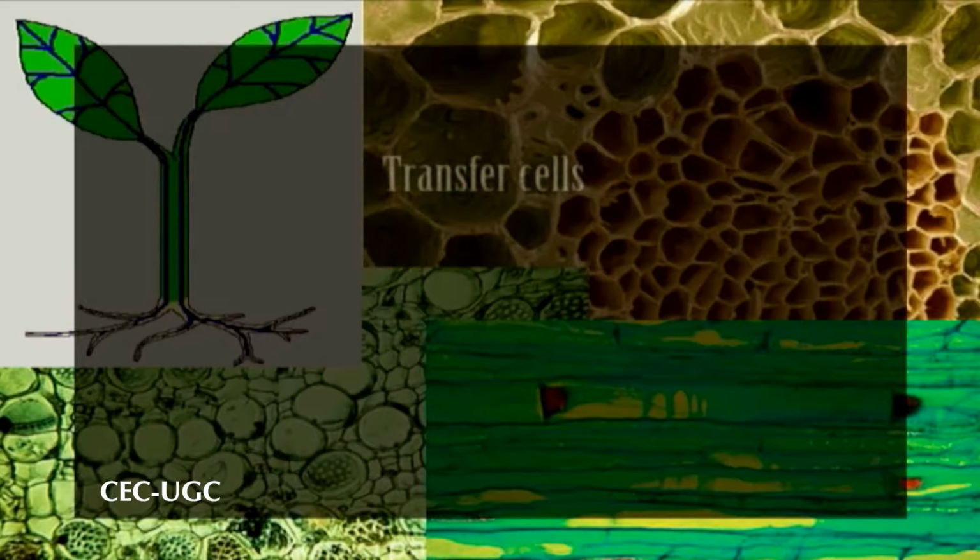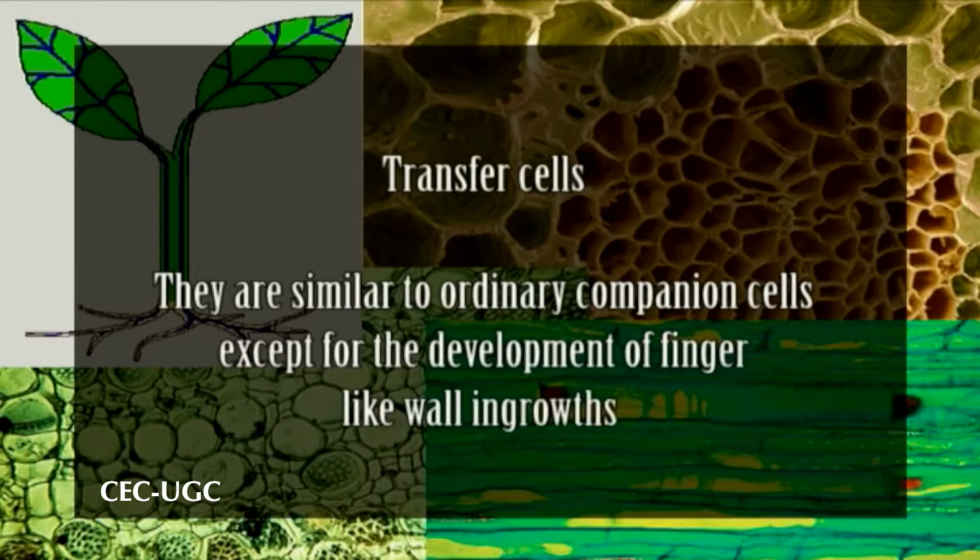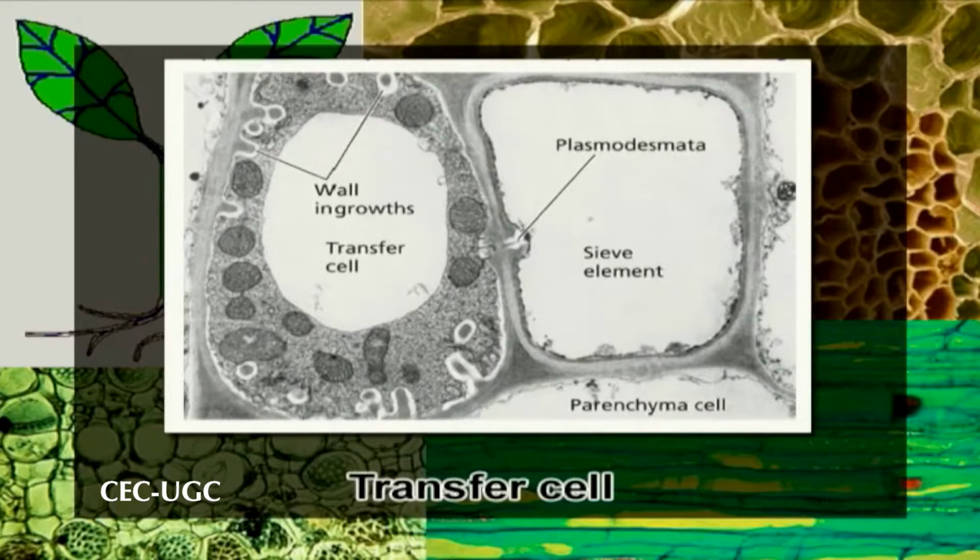Transfer cells. They are similar to ordinary companion cells except for the development of finger-like wall ingrowths, particularly on the cell walls that face away from the sieve element. The wall ingrowths greatly increase the surface area of the plasma membrane, thus increasing the potential for the solute transport across the membrane.